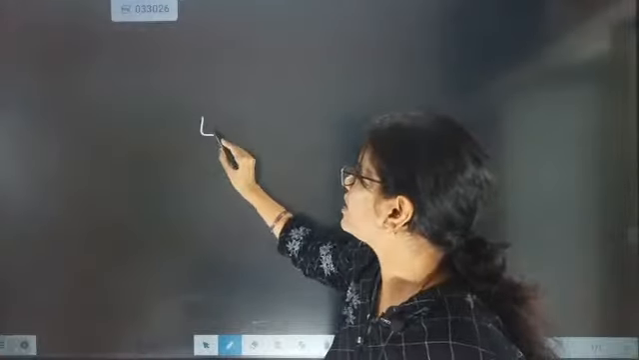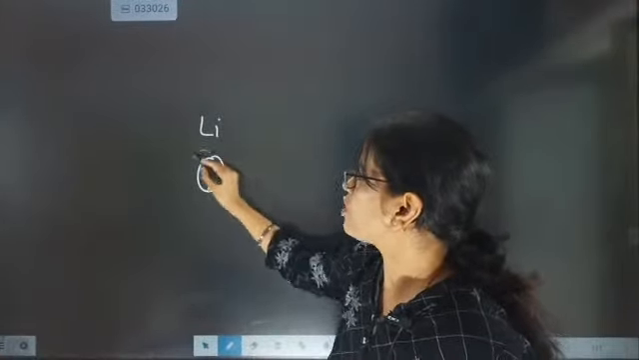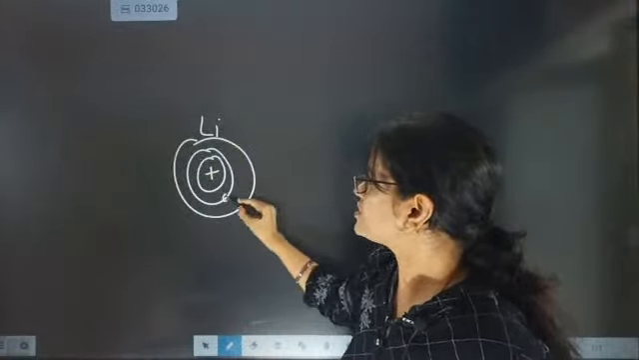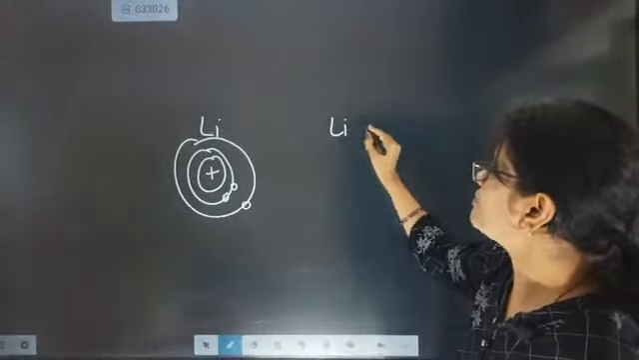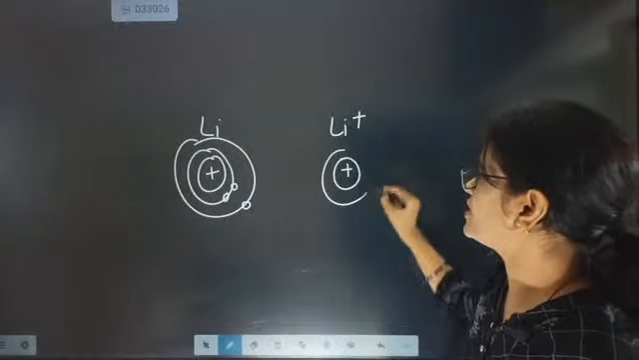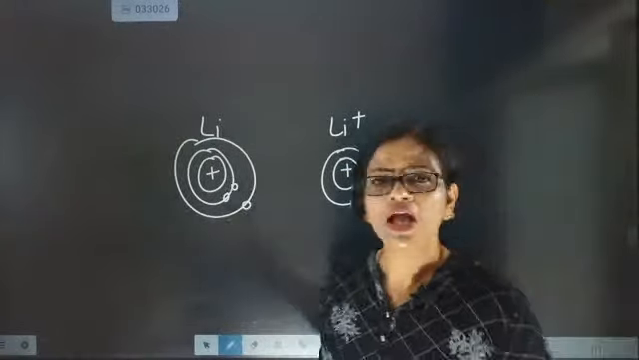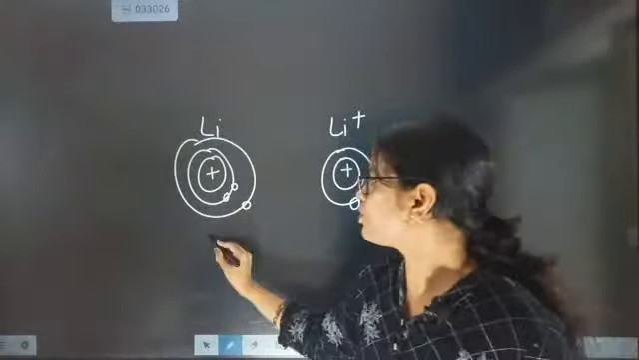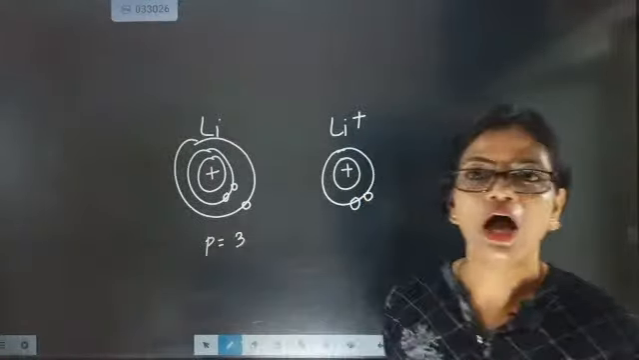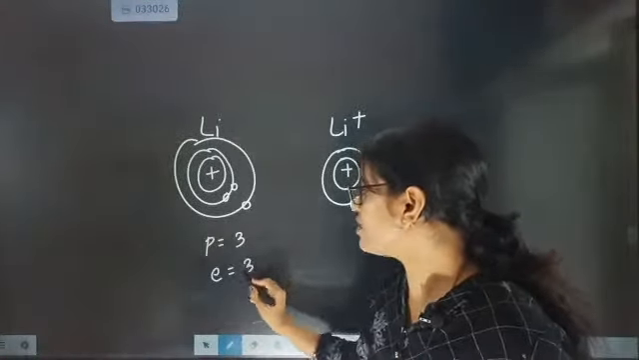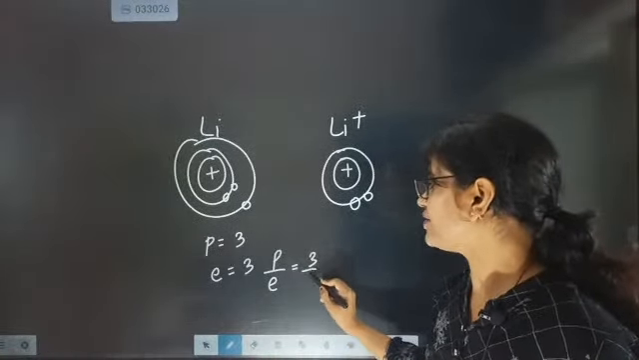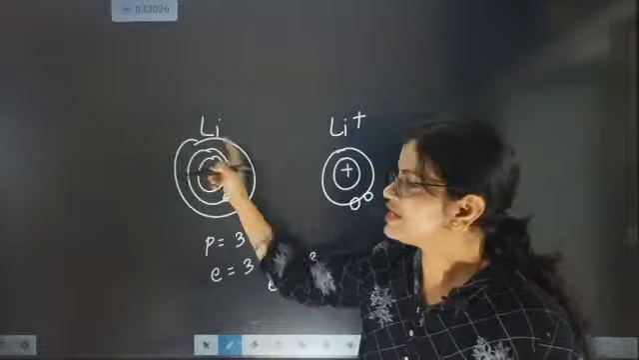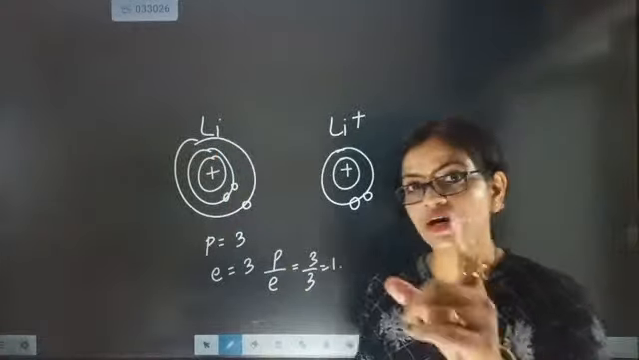So now we are going to talk about cations first. Now look here, beta, lithium has two orbits. First orbit 2 electrons, second orbit 1 electron. Now lithium ion Li plus has only one orbit, with 2 electrons. Tell me how many protons it has. The proton number is 3. How many electrons? The electron number is 3. So the proton by electron ratio is 1 for lithium.